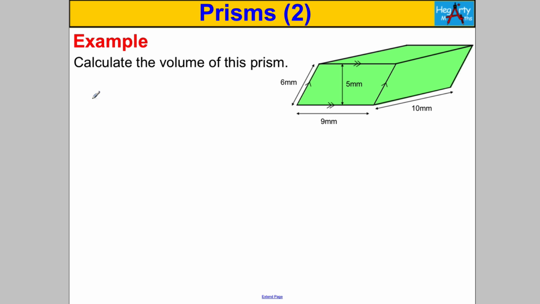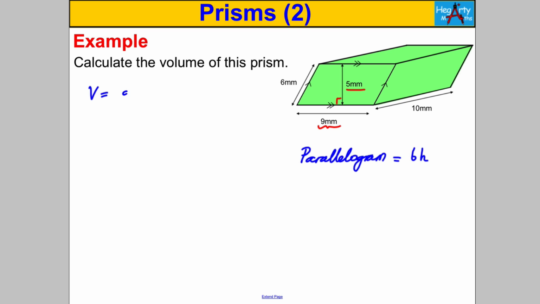Okay, let's work out the volume. Here, we're going to work out the area of the front face. Now the front face is a parallelogram, and you should remember that the area of a parallelogram is the base multiplied by the perpendicular height. So the base here is 9, the perpendicular height is 5, that means at right angles to the base. You ignore this 6. So to get the area of the face, it's 9 multiplied by 5, and we multiply it by the depth, which is equal to 10.